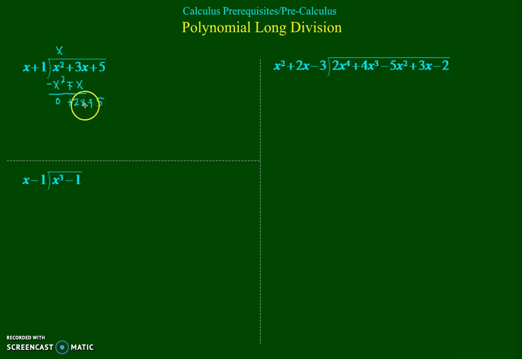Now we repeat. So what do I have to multiply x by to get 2x? Well, the answer to that is 2. So this is plus 2. And then we go and multiply these terms by that term. So this is 2x. And this is 2.